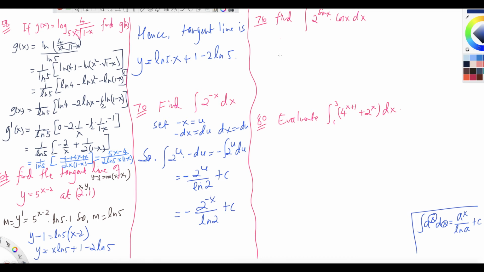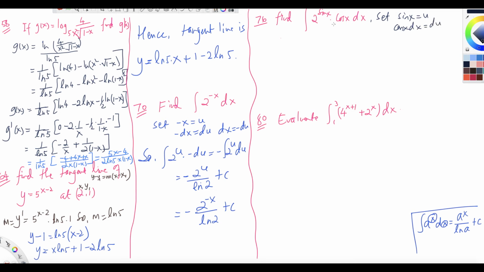Okay guys, how about this problem? The integral of 2 to the sine x times cosine of x dx. So what should I do? What should be u? The sine x will be u. So let us set sine x equals u, then find the derivative. Cosine of x dx will be du, right?